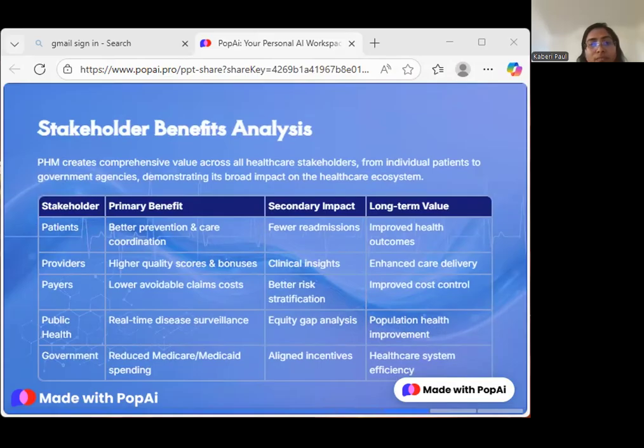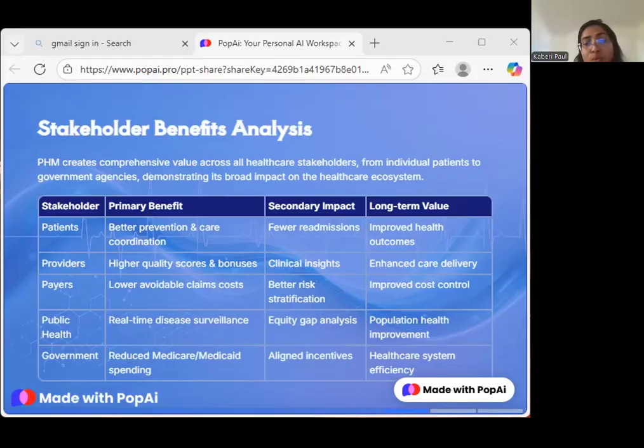Now it's about stakeholder benefits analysis. One of the reasons population health management is being adopted so quickly is that it creates benefits for many different stakeholder groups. Patients get more personalized care, earlier detection of risks, and fewer emergency events.